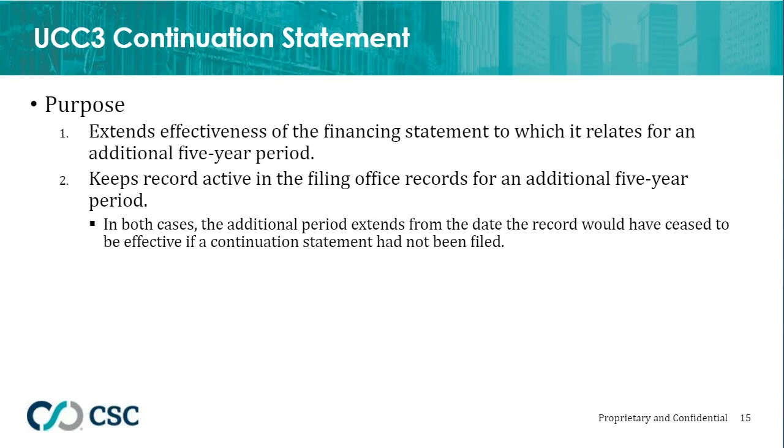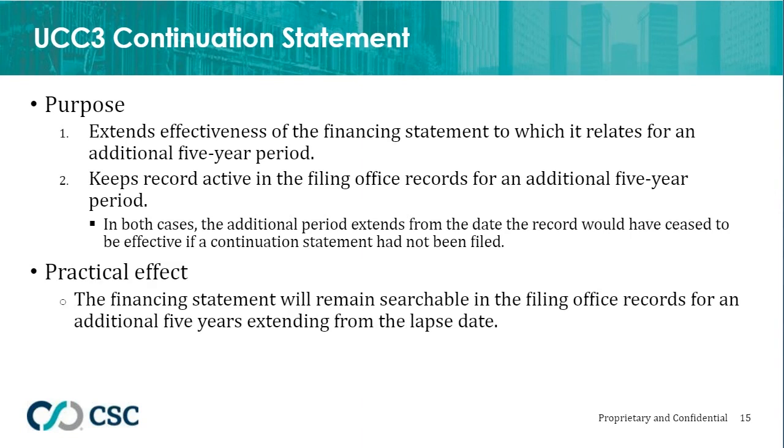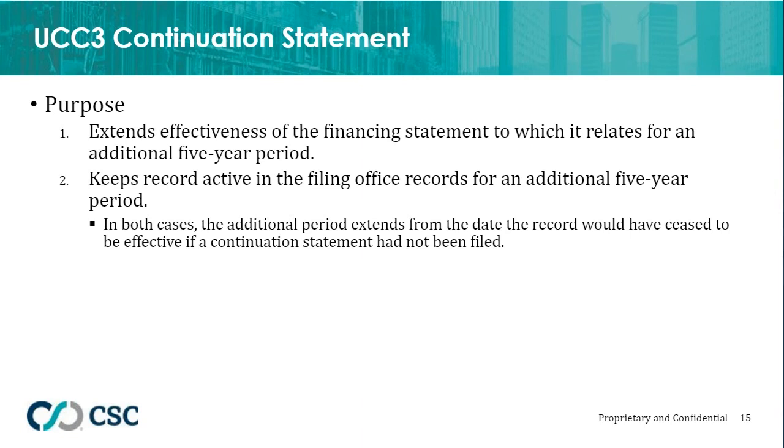I also want to mention that the extension of the lapse date, calculating the extension of effectiveness and the new lapse date, runs 5 years from the date the record would have ceased to be effective absent the filing of the continuation statement. This isn't much of an issue at the state level, but at the county level, it is very common for counties who don't deal with UCC all the time to make a mistake when they get a continuation statement and extend the effectiveness for 5 years from the date the continuation was filed.